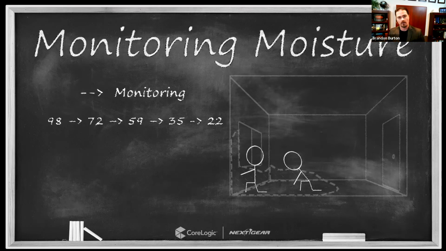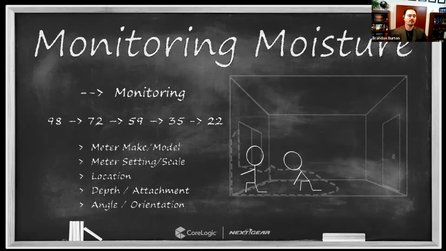What are we tomorrow? But this only works, and here's the big catch, this only works if all of these things are consistent. And this is where we break down as an industry. Meter make and model needs to be the same. When you measure the 98 and you measure the 59, it's got to be the same make, the same model, potentially even the same exact meter, and we'll talk about that in a second.